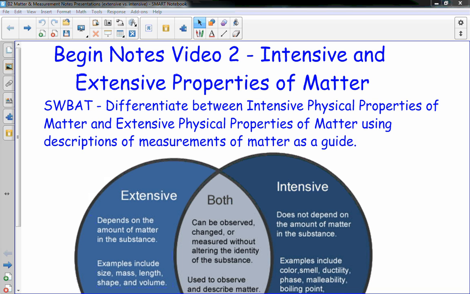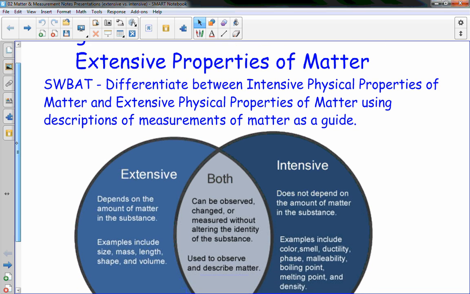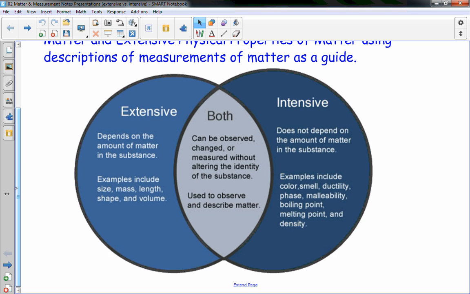Video number 2, intensive properties versus extensive properties. You need to be able to tell the difference between an intensive physical property and an extensive physical property. Let's look real quick at what is the same and what is different.